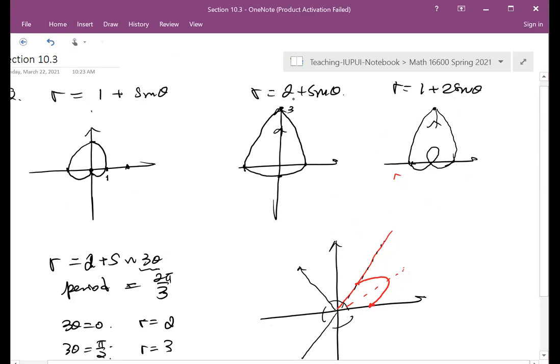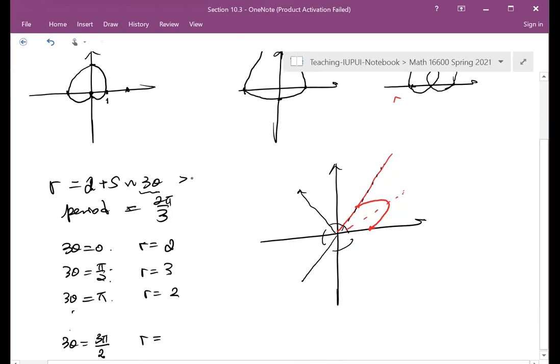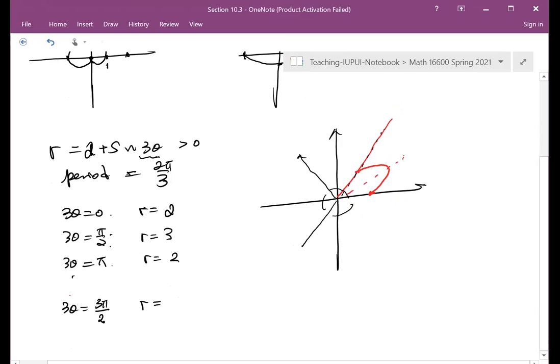Yes, this is 2 plus sine theta, similar to that one. So this is never negative. Okay, this is never negative. Be careful, this is never negative.